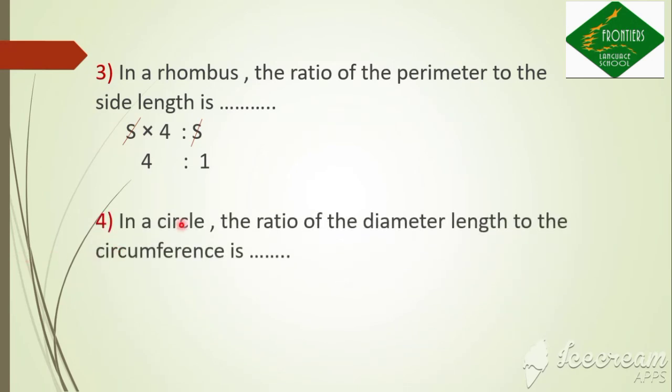Number 4. In a circle, the ratio of the diameter length to the circumference. What is the circumference? It's 2 pi r or pi d. We use pi d because here it's the diameter. Then we write diameter to pi d. Here we have d and d. Then we cancel this. The answer will be 1 to pi.